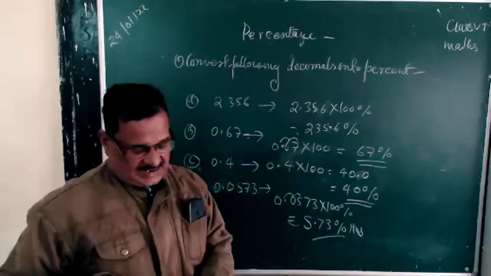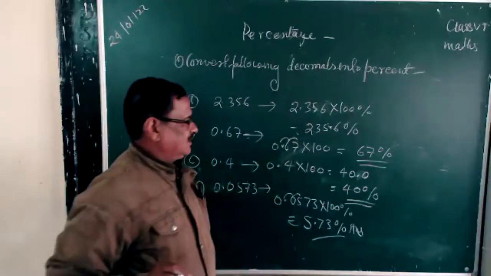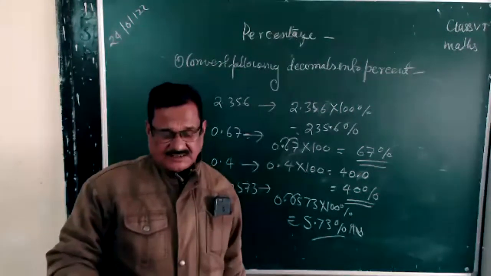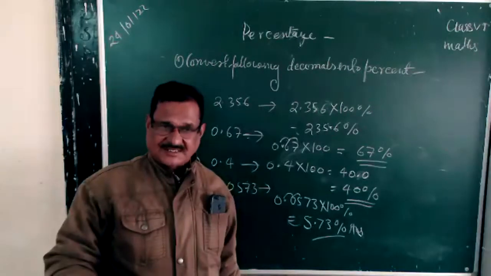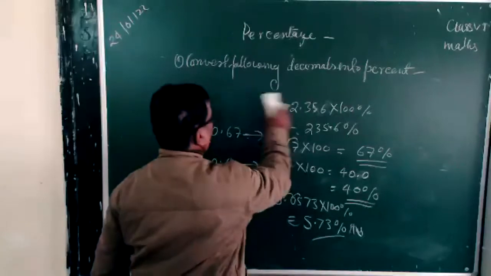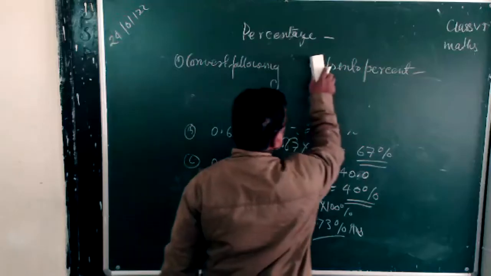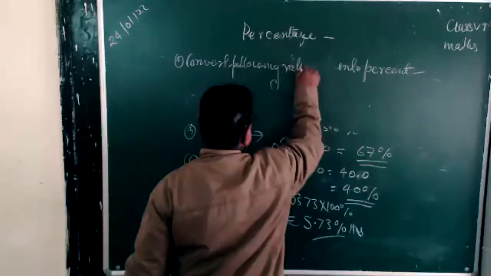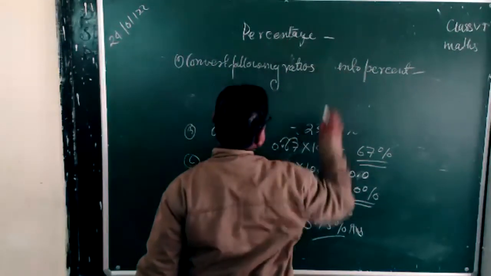Now ratios are given. Convert the ratios 2 ratio 5, 3 ratio 11, 7 ratio 8 into percentage. See, convert the following ratios into percentage.